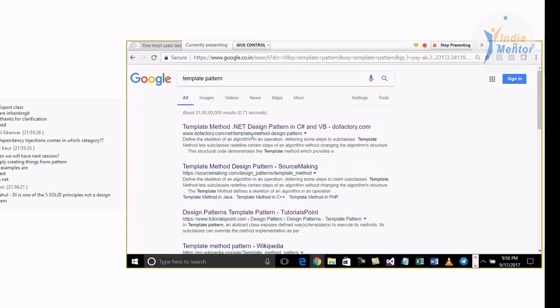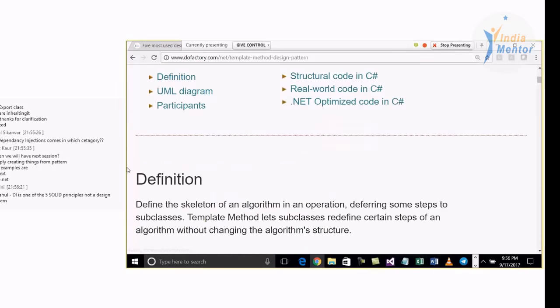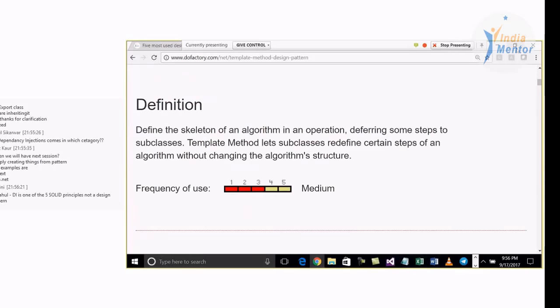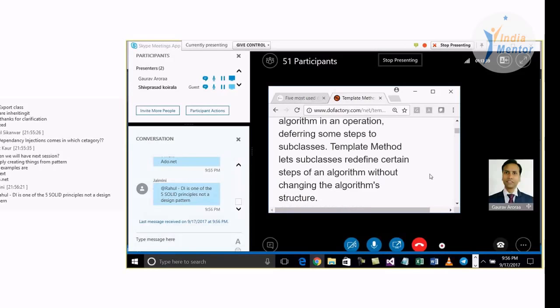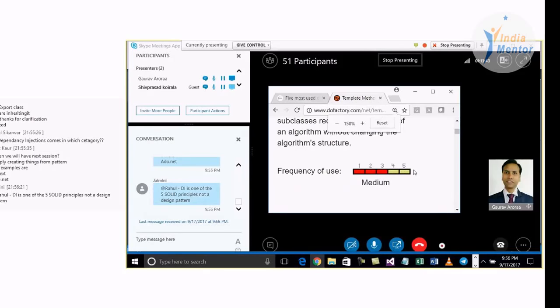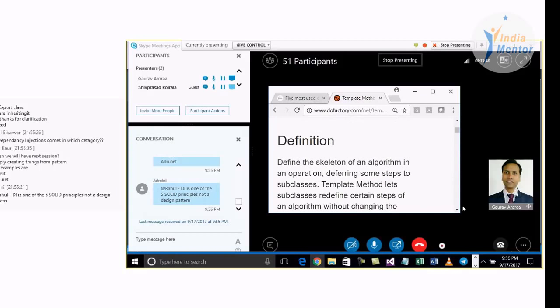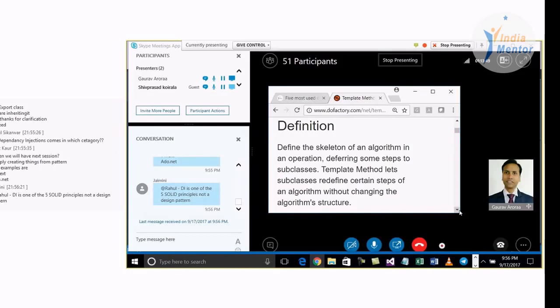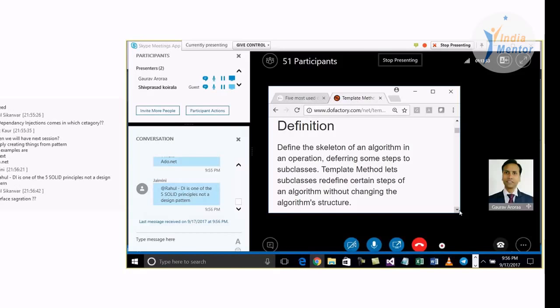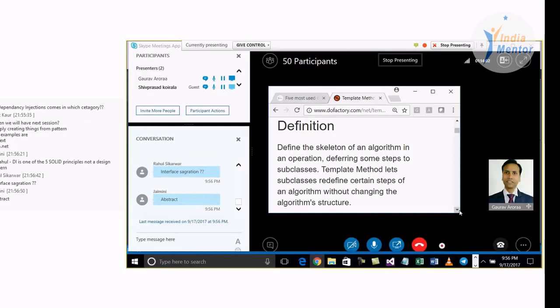So again, let me go to Do Factory, just its one line definition. So what can you understand from this definition? Again, as I say, only the definition looks complex. Once I show you the code, it's very simple. Yeah, so that's a template pattern. It defines a skeleton and this and this. What can you understand from it?